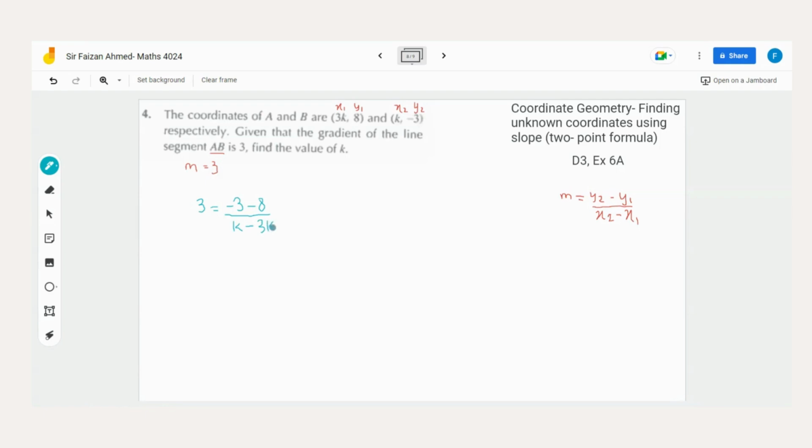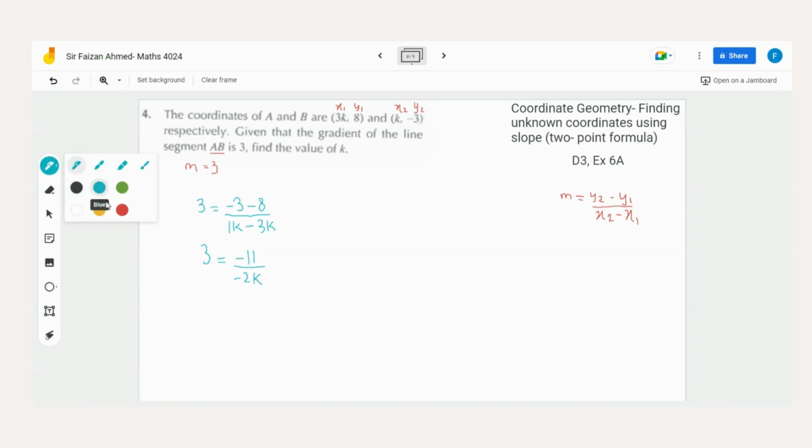Minus 3 and minus 8 will give me minus 11. 3 will be as it is over here, equals to minus 3 and minus 8 will give me minus 11. And when I will subtract k and minus 3, k means 1k, 1k minus 3k. So this will give me minus 2k because 1k is a smaller number, 3k is a greater number.